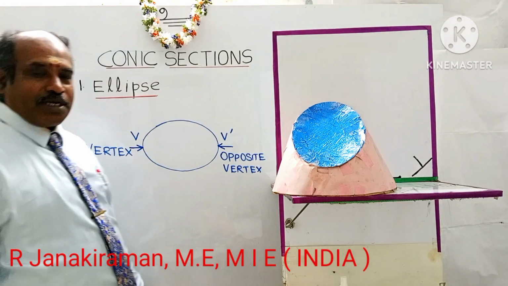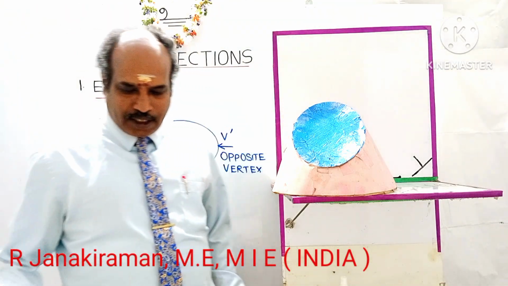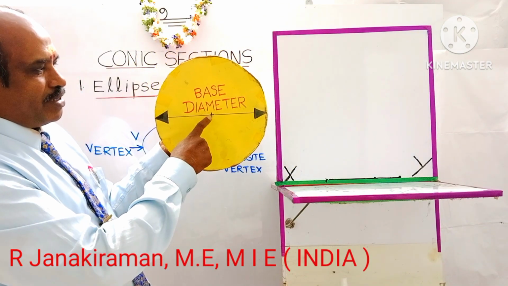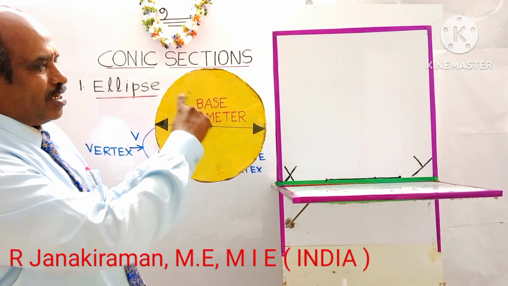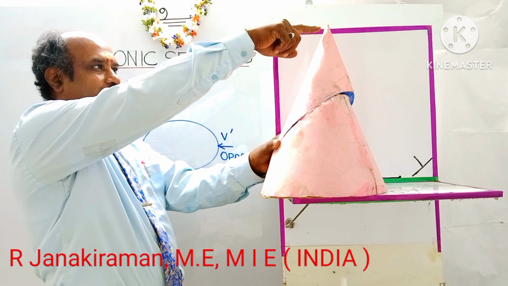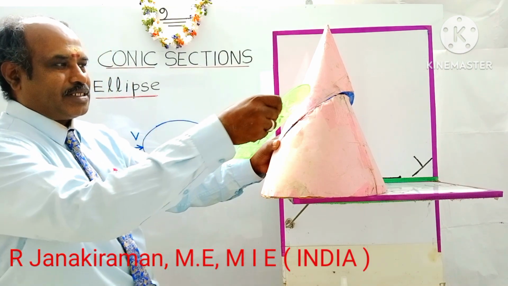The topic is ellipse on the subject engineering graphics applicable for students studying BE BTech first year. A cone is taken and look onto the base shown yellow in color. This will be the center of the base and this is called the base diameter. The top portion is called the apex part of the cone. Now we're going to cut this cone inclined to the base.